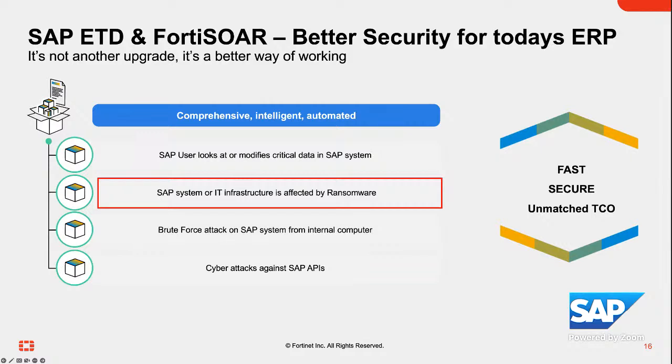Another one would be a brute force attack on an SAP system from a compromised internal computer, like a PC or laptop or whatever. Or, as I mentioned also before, there's a lot of communication and data also available through SAP APIs, which could be published, not only to the intranet but also to the internet, and cyber attacks could happen against these APIs. So this is just a high-level overview of use cases that could happen.